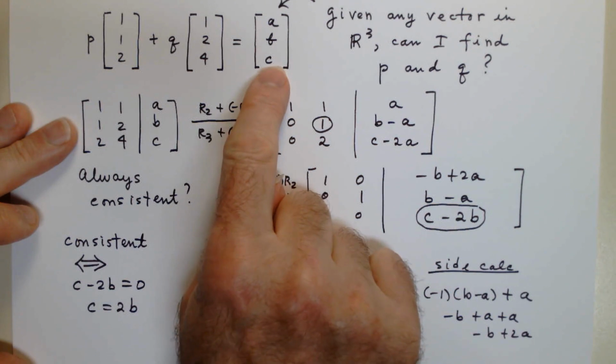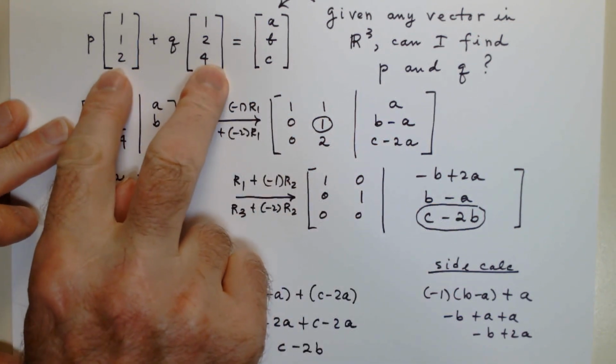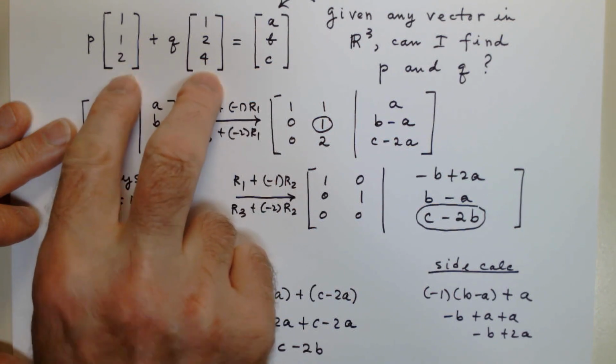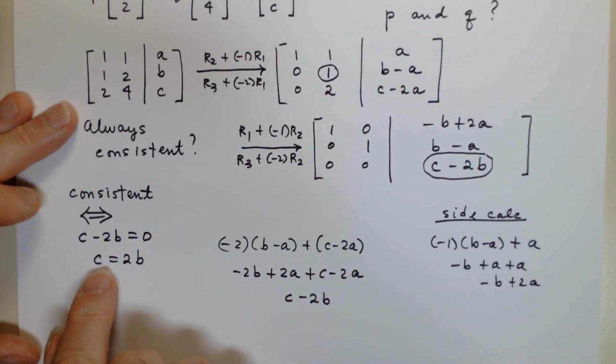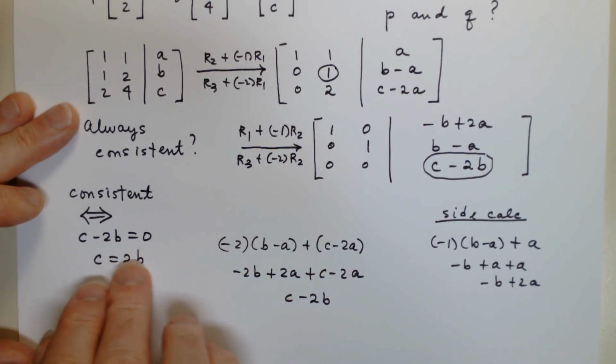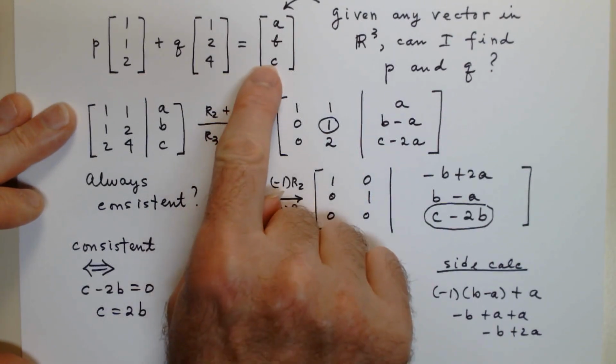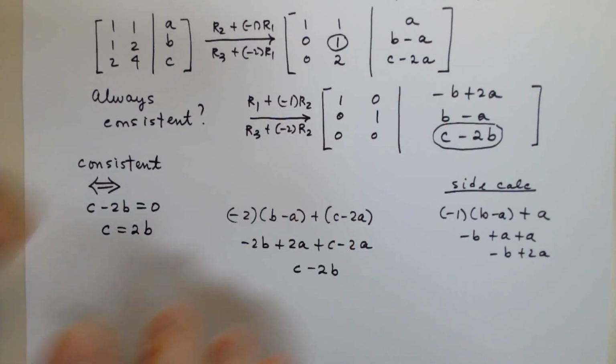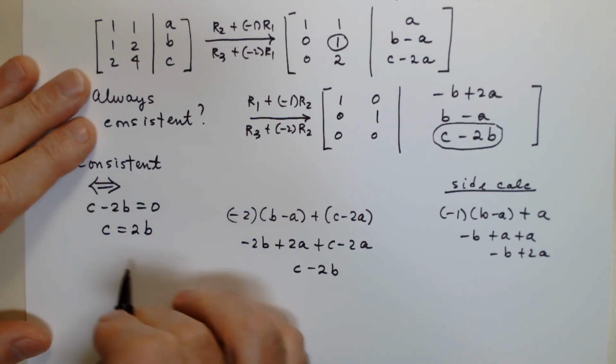Can I produce a vector that's not in the span of these two vectors? And the answer is yes, as long as I can produce a vector that doesn't meet this condition. If it meets this condition, it apparently is in the span. But if it doesn't meet this condition, then it's not in the span. So let's see if we can produce one.